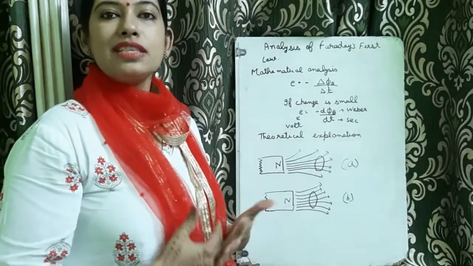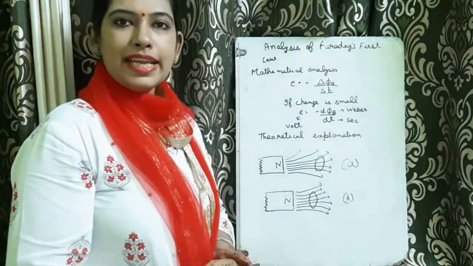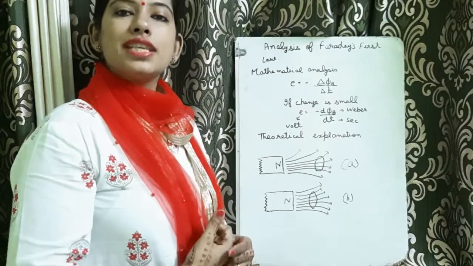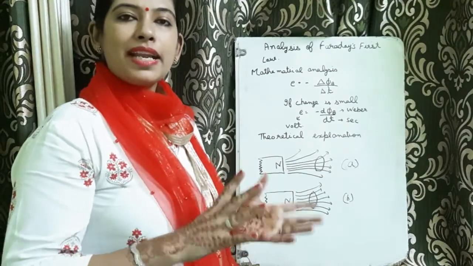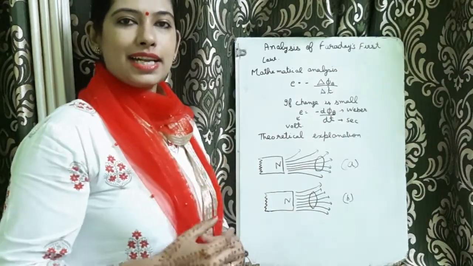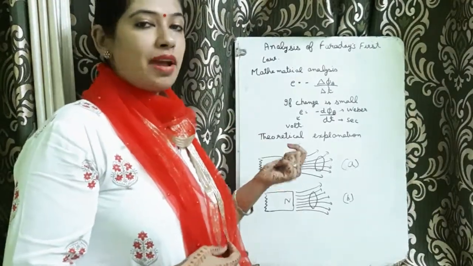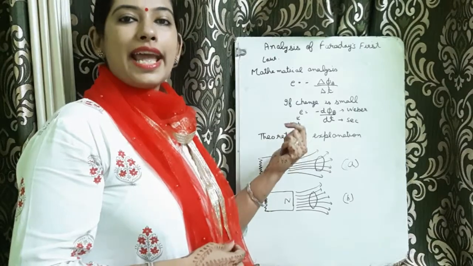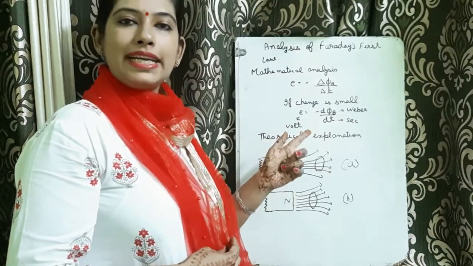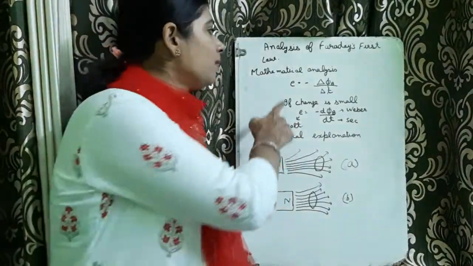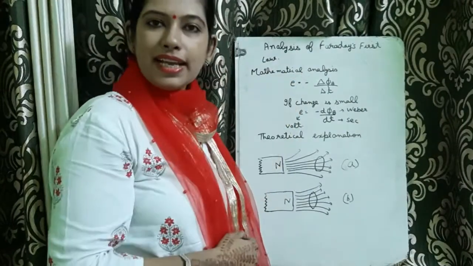According to Faraday's first law of electromagnetic induction, an EMF is induced whenever the magnetic flux changes in the circuit, and the induced EMF is equal to the negative rate of change of magnetic flux through the circuit. Now, first we will do the mathematical analysis.